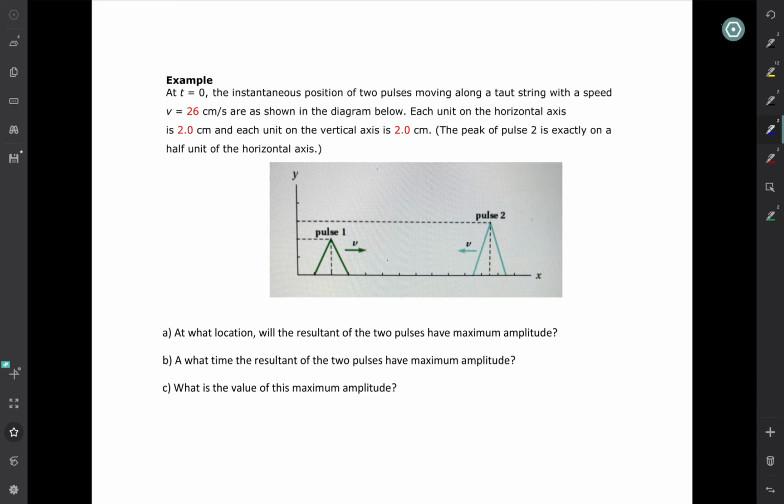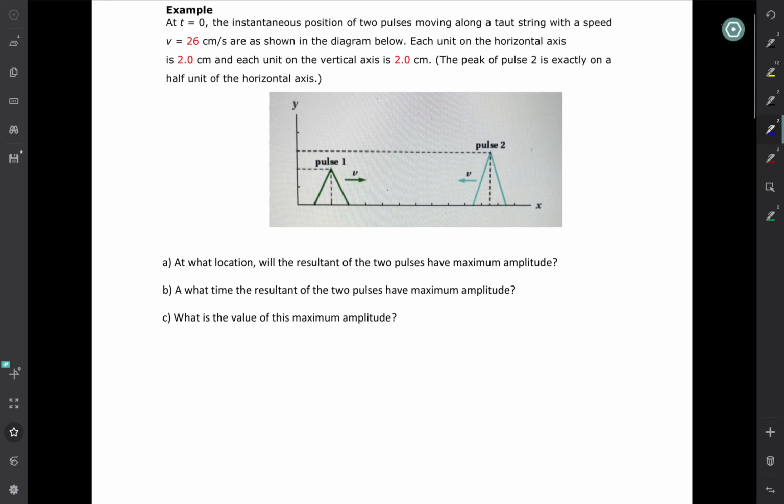Because pulse 1 is traveling to the right and pulse 2 is traveling to the left, they are going to meet. So part A is asking for the location at which the resultant wave of the two pulses has maximum amplitude. So I want to know basically where the two pulses meet at their peaks. That's what the question is asking for.